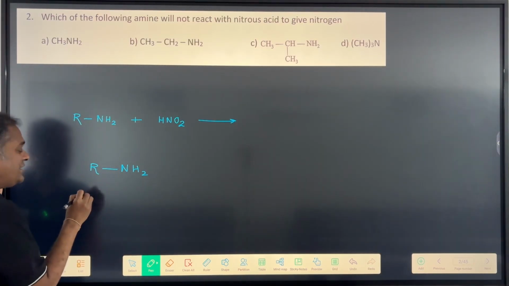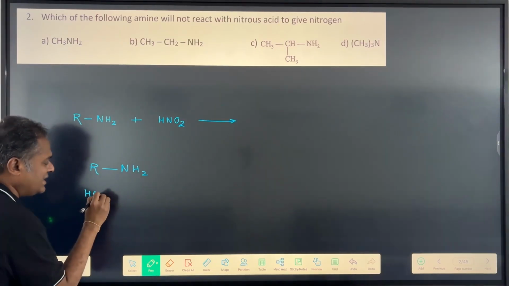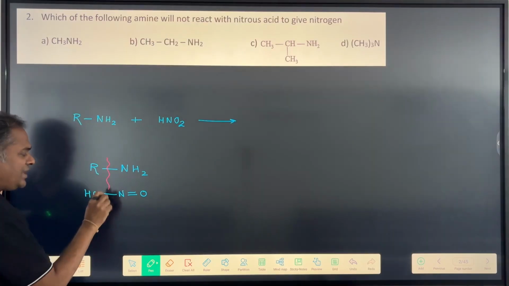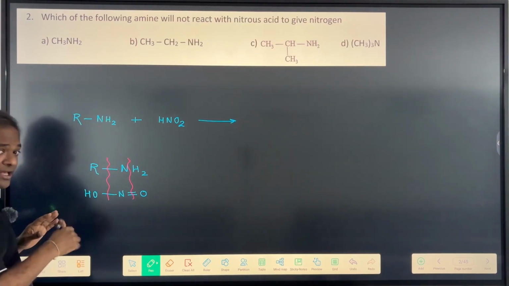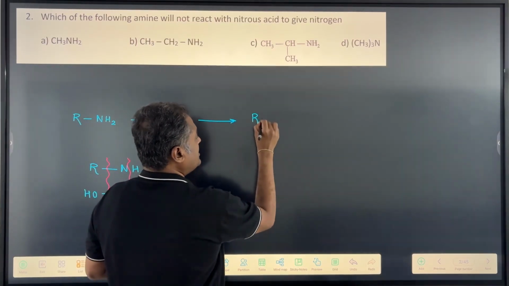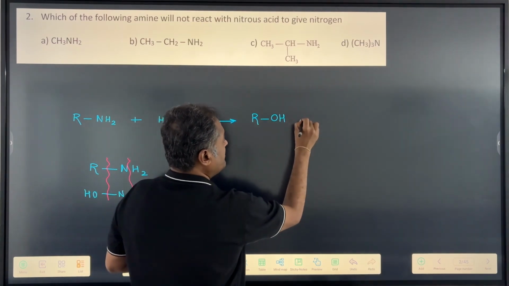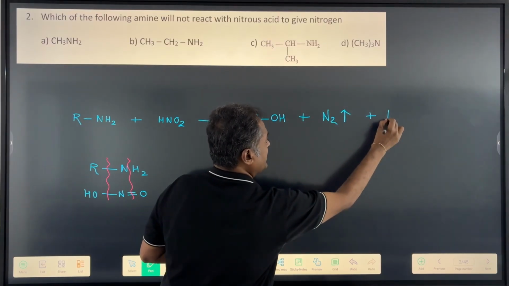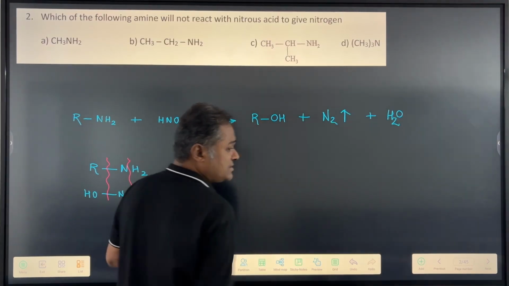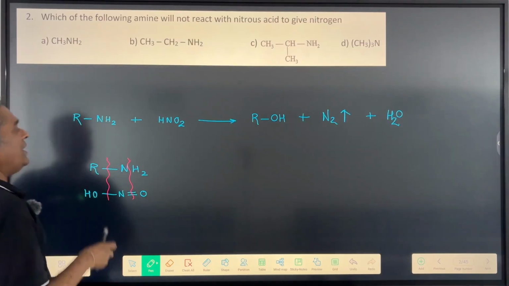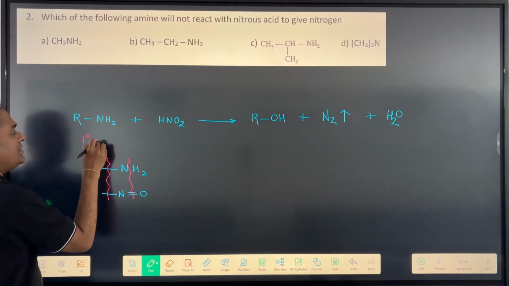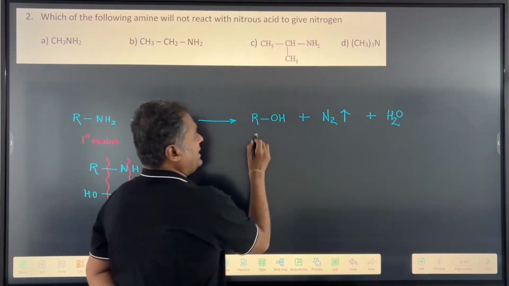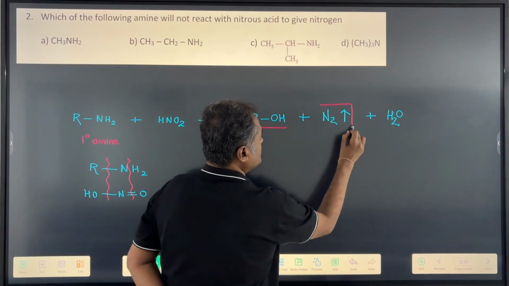Now what is the open detailed structure of nitrous acid? It's something like this, and I have given you the logic to remember this. This bond breaks, this bond breaks. So here you get product and byproduct. The product is an alcohol. The byproducts are nitrogen gas and water. That means in this reaction, when a primary amine is treated with nitrous acid, we get alcohol and nitrogen gas.